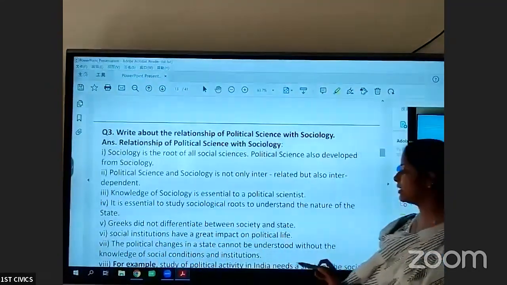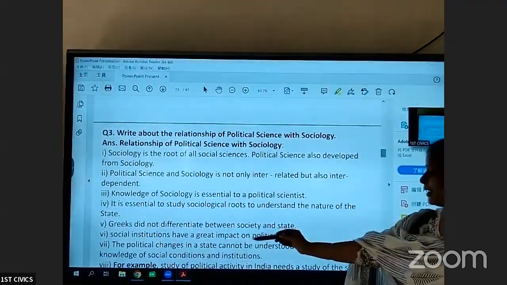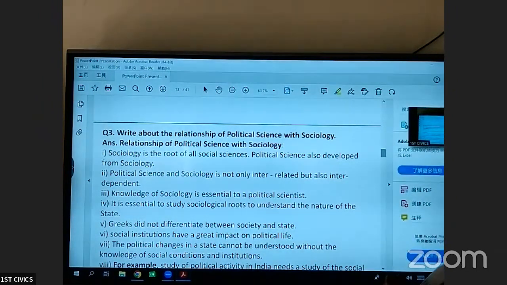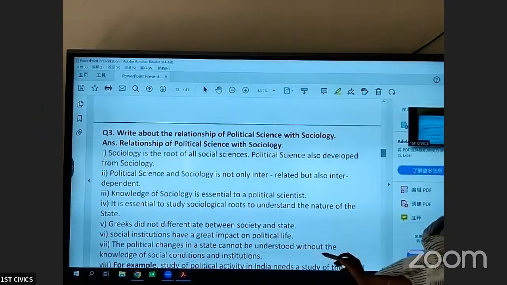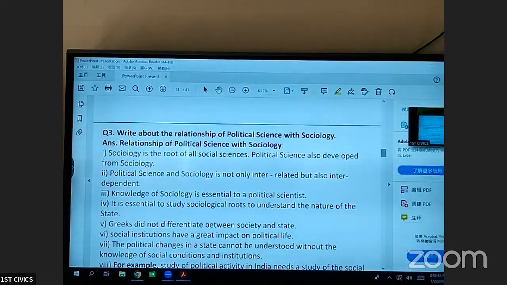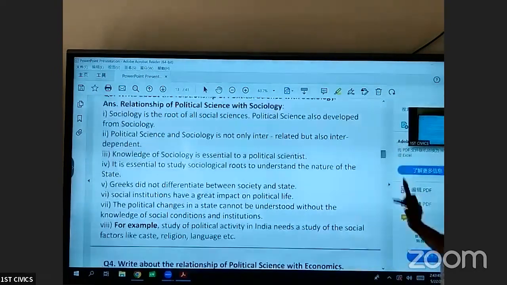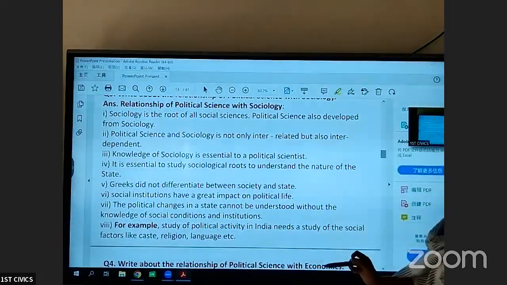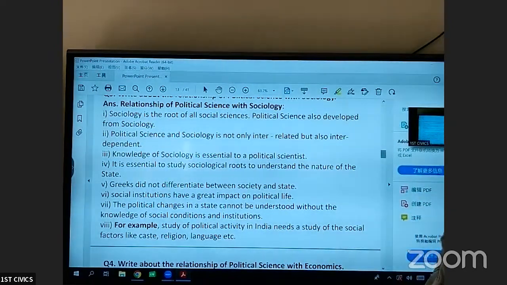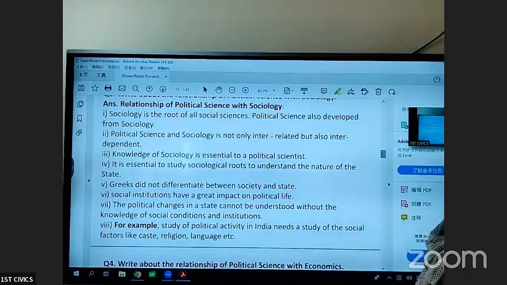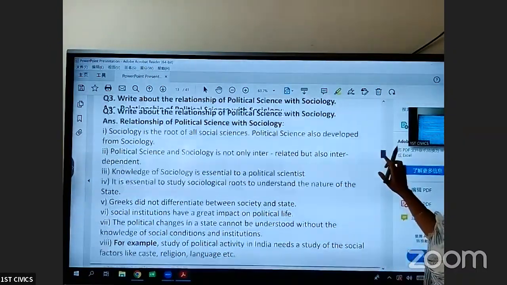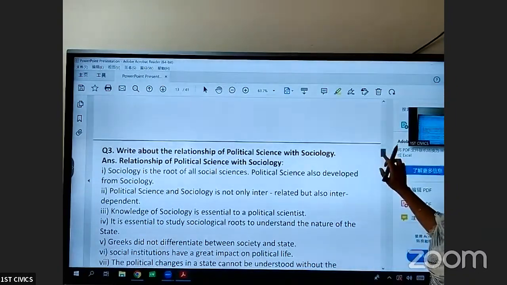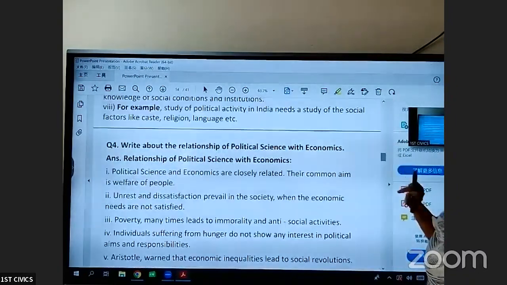Social institutions have a great impact on political life. The political changes in the state cannot be understood without knowledge of the social conditions and institutions. For example, the study of political activity in India needs a study of social factors like caste, religion, language, etc. Only then will we be able to understand the political system of India. So to understand political activity in India, we need to understand the social conditions.